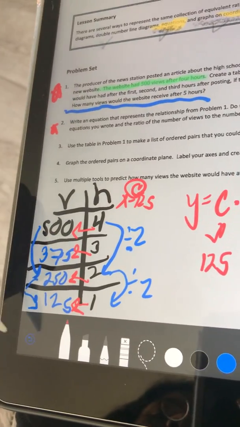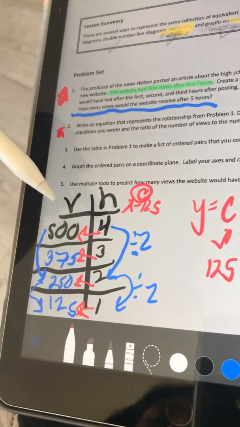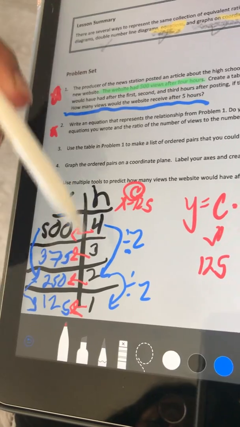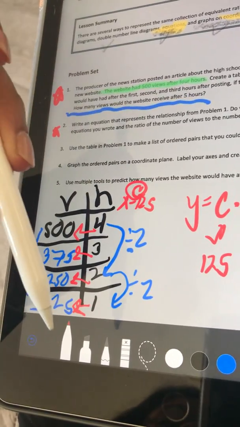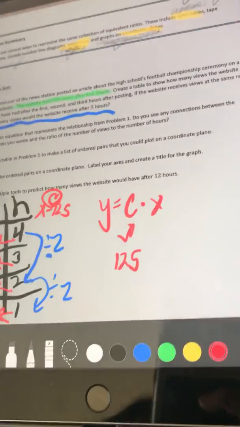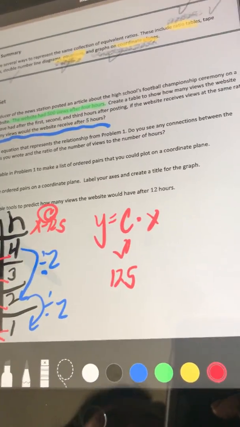I know this is backwards. Our table is backwards than usual. And the reason why I multiplied it backwards is because these numbers are actually smaller than these numbers. So that's how I knew it was these numbers to multiply by, because they were smaller than these numbers. So our constant is 125.